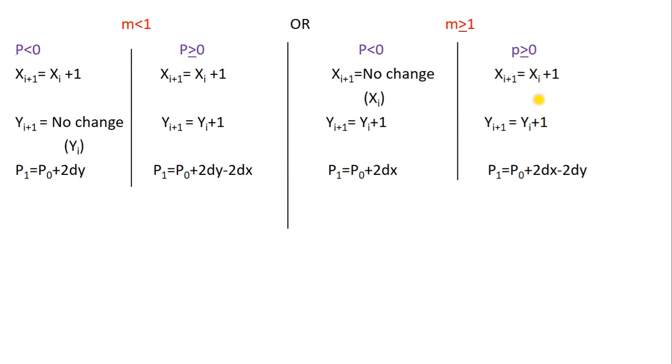We will take the previous value as the current value, that is xi, and we will add up 1, and that is the value of xi plus 1. After that we have to find out the yi plus 1 also. Whatever the previous value yi is, we add up 1, and whatever the result is, that is yi plus 1. After that we have to find out the decision parameter also, with the formula p0 plus 2dx minus 2dy. Let's see, and we will apply all these things in the numerical method.